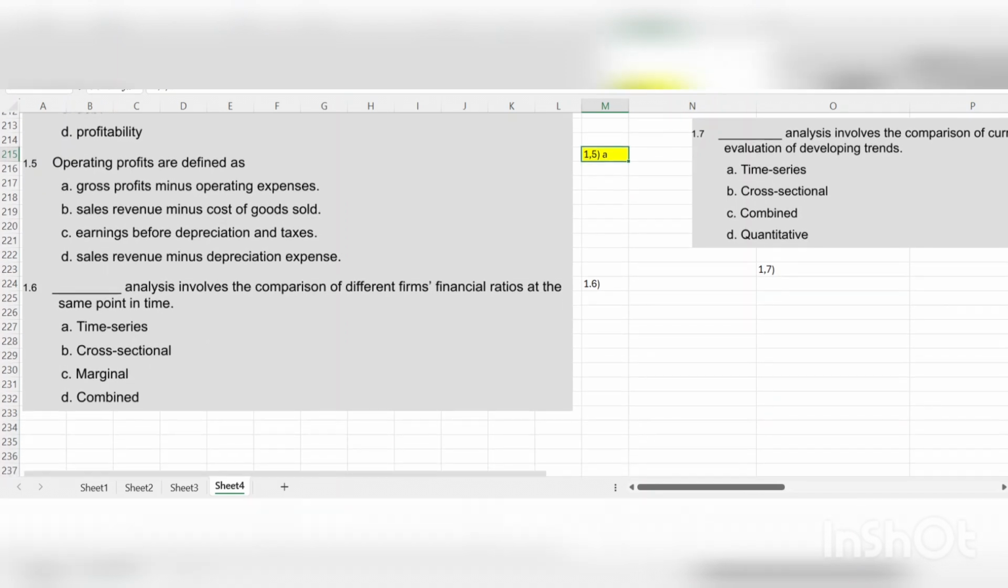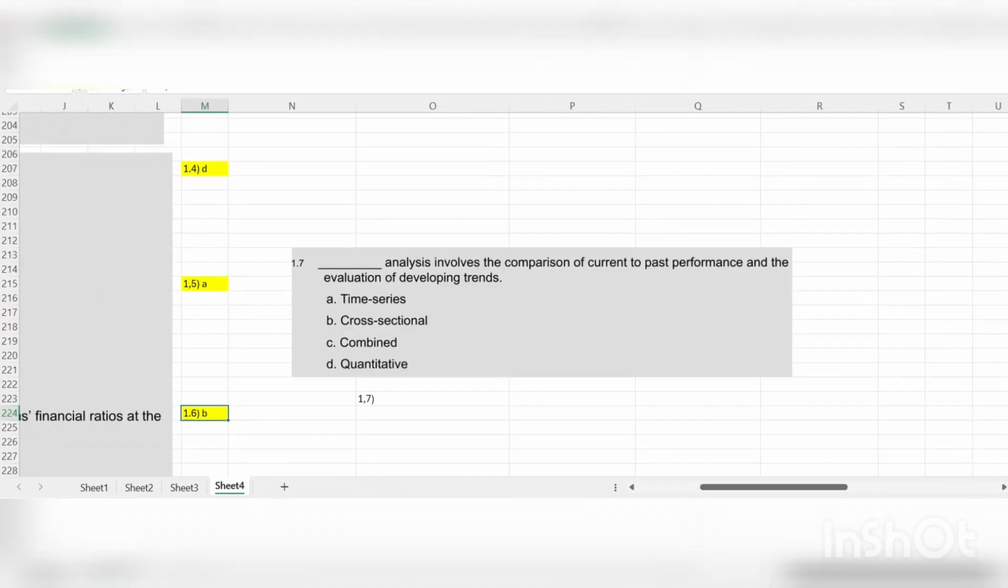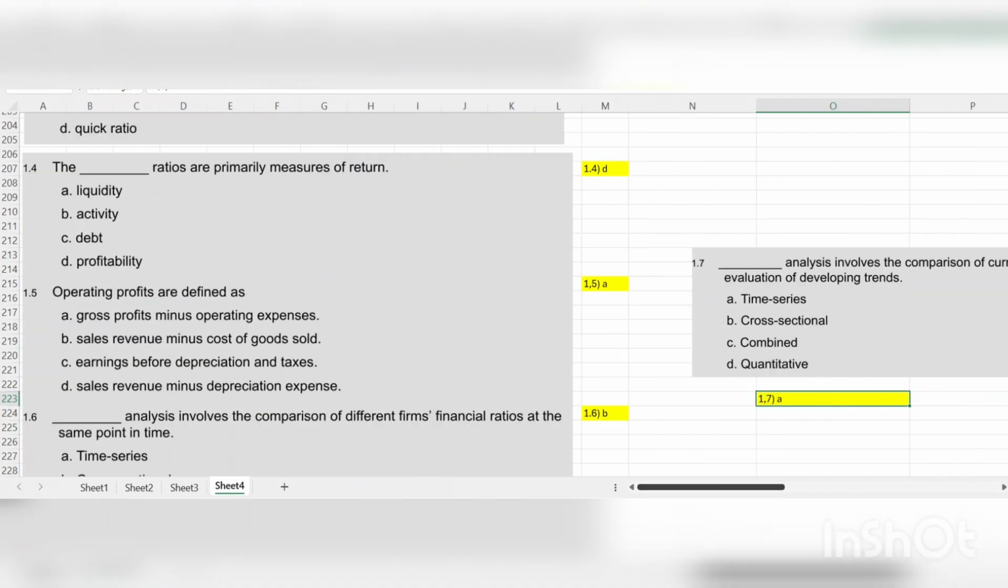For number 6, it asks what analysis involves a comparison of different firms' financial ratios at the same point in time, and that would be B. Finally, for number 7, what analysis involves a comparison of current to past performance and evaluation, and that would be A. Okay, so now that we're done with that, let's move on.